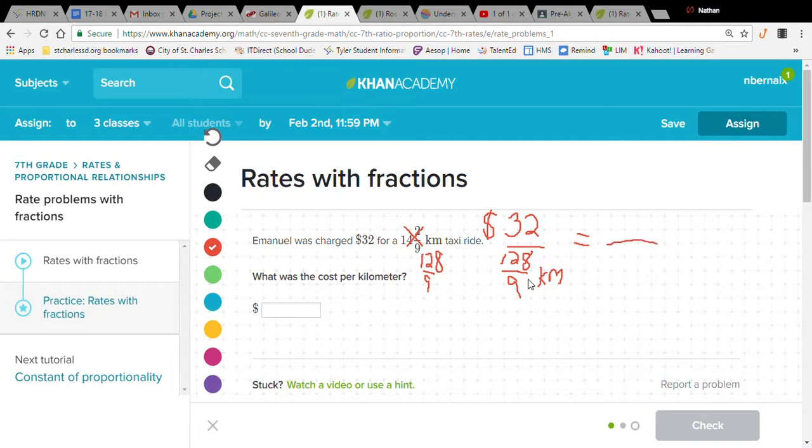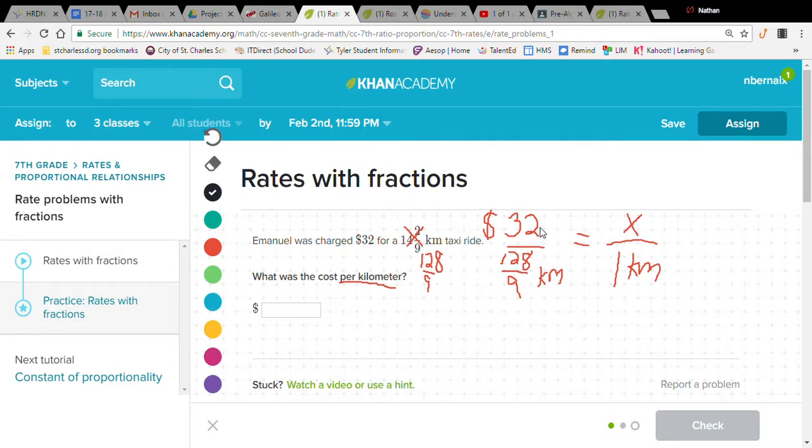So what's our equivalent ratio going to look like? The question is, what's the cost per kilometer? So per means 1 per 1 kilometer. And we want to know how much that cost is. I have kilometer on bottom over here, so I'm going to have kilometer on bottom on the right side. I have dollars on top on the left, so I want dollars on top on the right because we're looking for cost. The cost is the unknown here. So that's what our proportion looks like.